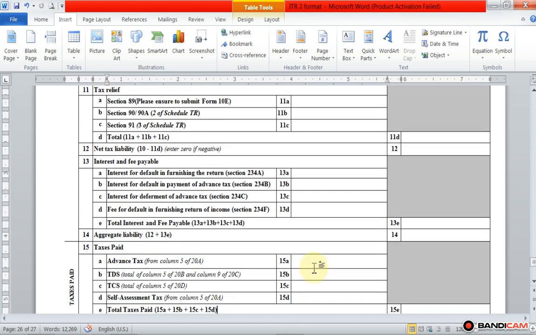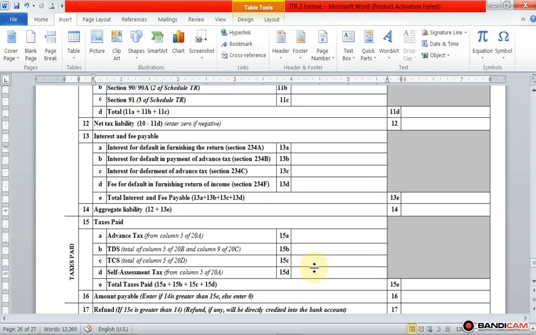Then tax paid by the assessee. If any assessee has paid advance tax or TDS from his income, then we make a total of TDS as well as advance tax paid by the assessee, and as per the tax paid by the assessee and tax liability, we decide the tax payable by the assessee or the refundable tax from the income tax department. It means a refund of tax from the income tax department to the assessee.